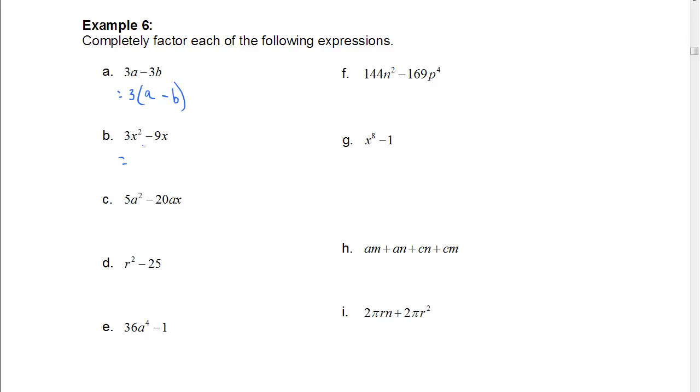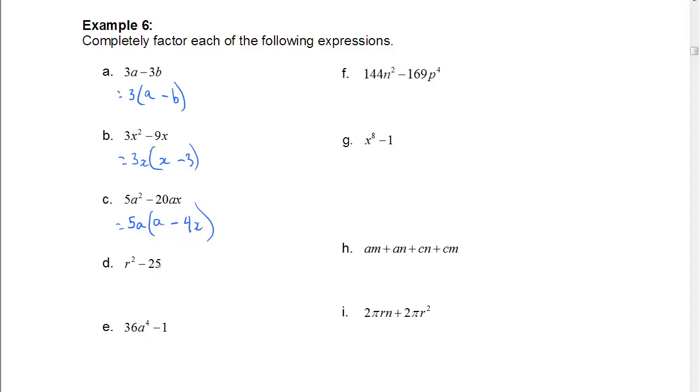And so we'll continue. The common factor between these two is 3x. It's going to leave us an x for the first term and a minus 3 for the second. 5a squared minus 20ax. Well, there's a's in both. 5 and 20 have a 5, so 5a. It's going to leave a for the first term and minus 4x for the second. Remember, you can always check by just multiplying.